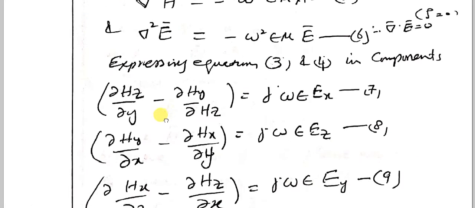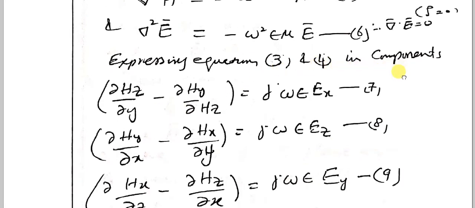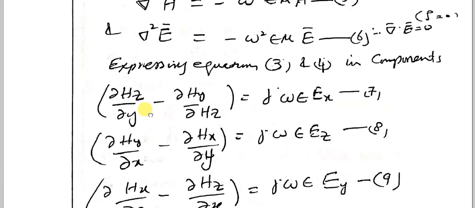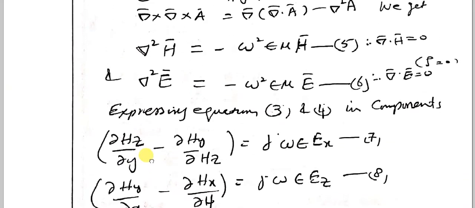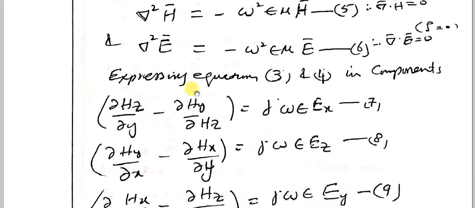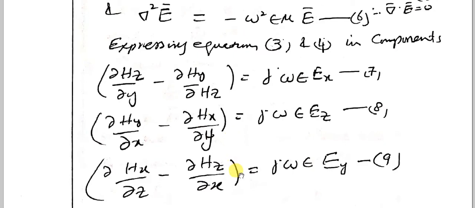Now expressing equations 3 and 4 into component forms. We can take equations 3 and 4, which is the curl of H. It has its x, y, and z components, and there are the corresponding Ex, Ey, and Ez. This is the y component, this is the z component, this is the x component. Equations 7, 8, and 9.